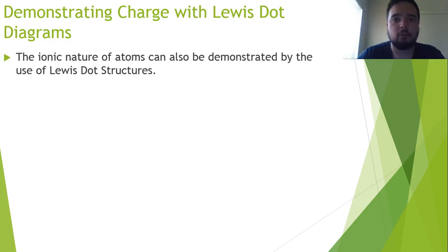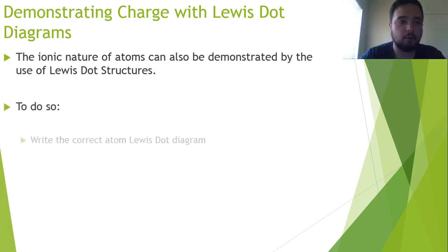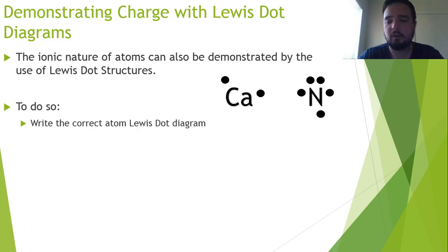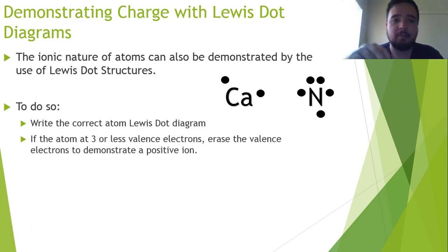So, demonstrating charge with Lewis dot structures, the ionic nature of atoms can be demonstrated by it. So what we do is we write the correct Lewis dot diagram. So for calcium, we have 2 valence electrons. And for nitrogen, since it's in group 5, it has 5 valence electrons. So if the atom has 3 or fewer valence electrons, erase the valence electrons from the diagram, and that will demonstrate that it's losing electrons, so it's becoming a positive ion.